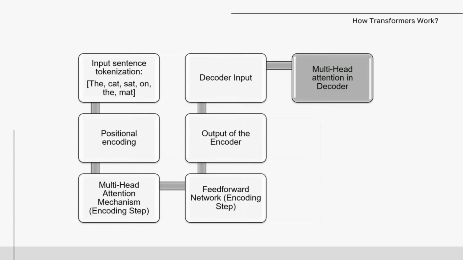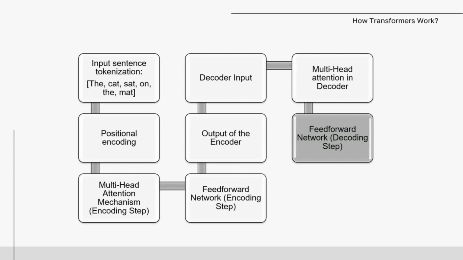Now, in step 7, just like in the encoder, the decoder also uses the multi-head attention mechanism. But here it's a bit different. The decoder attends to both the previously generated words and the encoded representation from the input sentence. For example, after predicting the, one head might focus on the and another head will focus on cat from the encoded input sentence. This allows the decoder to predict the next word accurately.